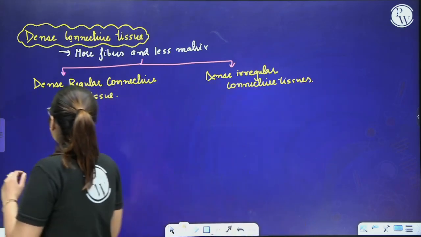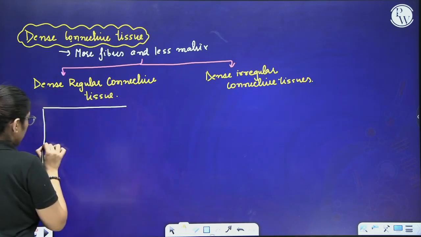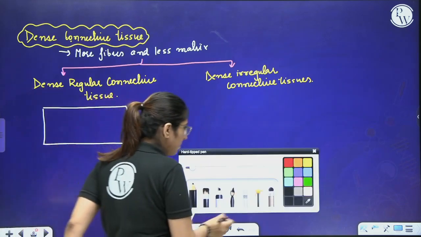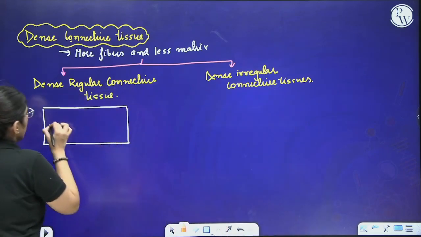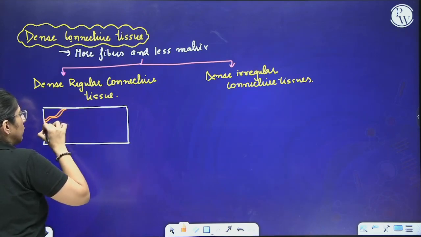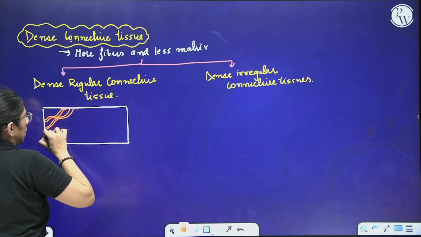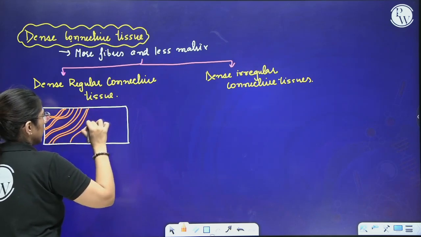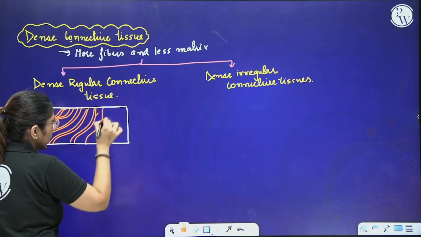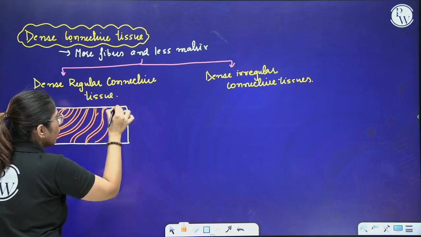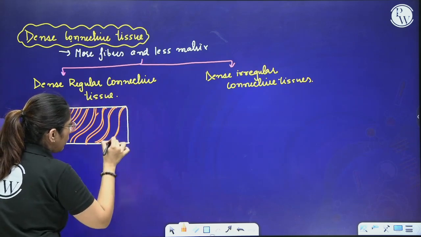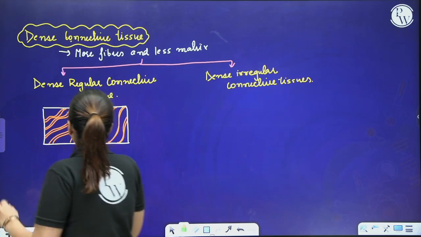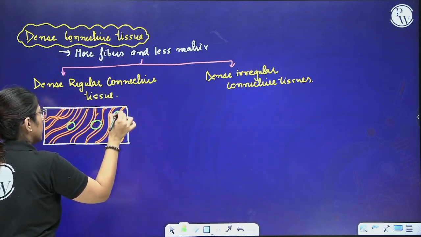So, now the name itself indicates. See, making this diagram. Clear? Now, here, guys, you can see that fibers are present. But fibers are very beautifully arranged. This is how the fibers are present. See how beautifully fibers are arranged. It has more fibers, and fibers are arranged in a beautiful way. That means regularly they are arranged. The fibers are arranged regularly. See, can you see that? Right? And yes, there will be some cells also, and this is how the cells are present.